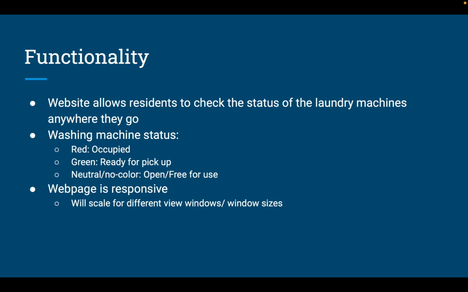Yeah, so a bit about the functionality. The website allows the residents to check the status of the laundry machines anywhere they go. So this could be through the tablet or their mobile device. And our website also displays the washing machine statuses. So they're color-coded. Red would be occupied, green would be ready for pickup, and no color would be free for use. And the web page is also responsive, so if you resize the window, everything will scale accordingly.